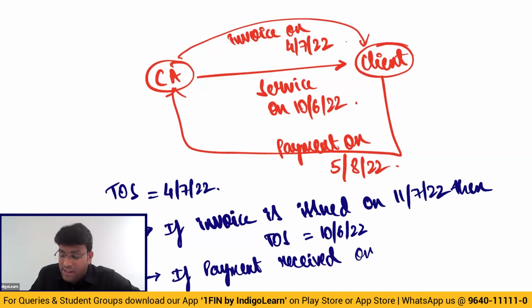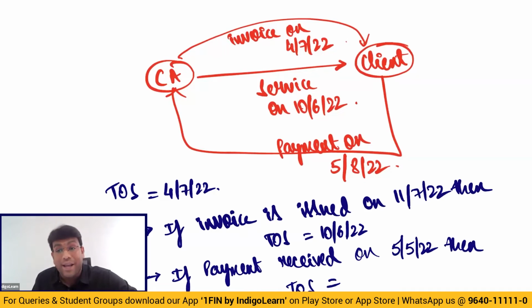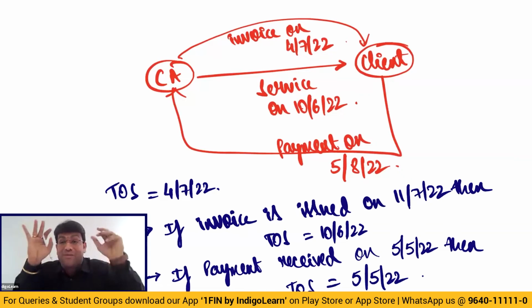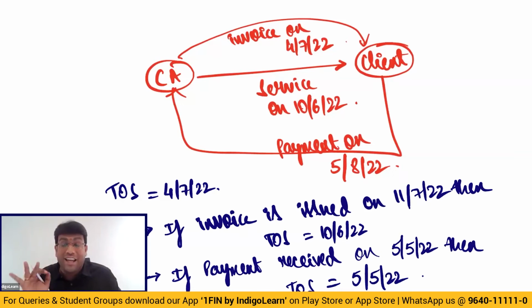Third case. If payment is received on 5/5/22, then without any discussion, time of supply will become what, my dear friends? 5/5/22, because payment came in advance. Whenever advance has come, that date only become time of supply. So law is telling if you have got some advances, silently pay GST. No discussion on that.